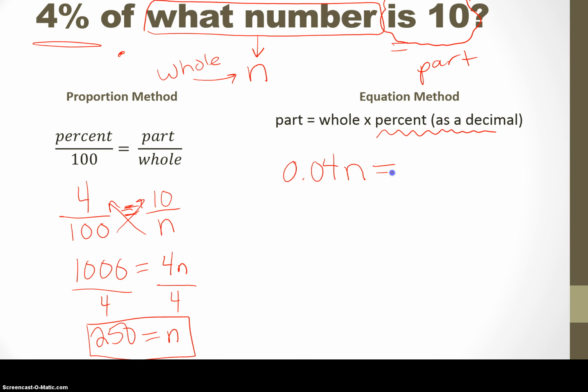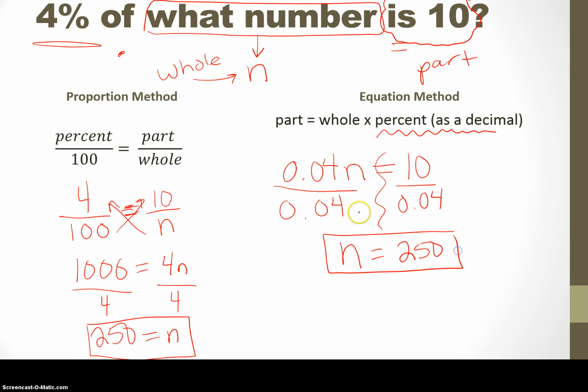Is means equals 10. Now I just solve by doing a squiggle problem. Divide both sides by 0.04, and you get your number is 250. So by the end of the day today, I'd like you to be able to set up both types of problems. Let's try setting up another one.